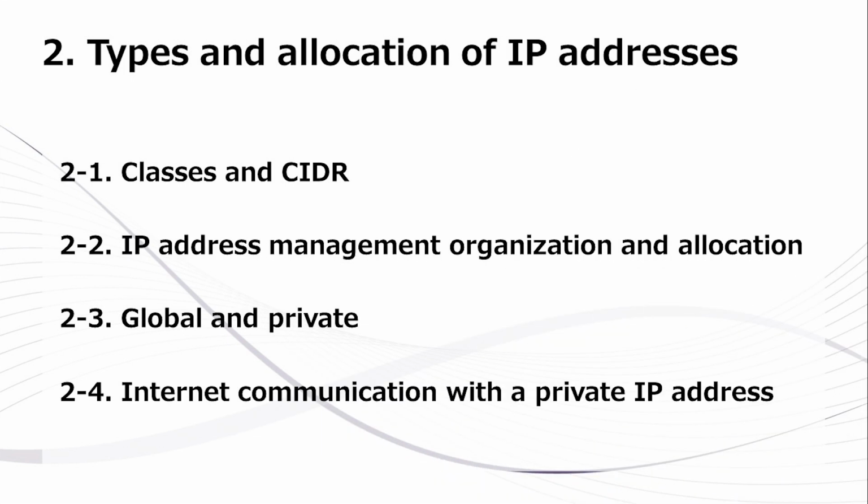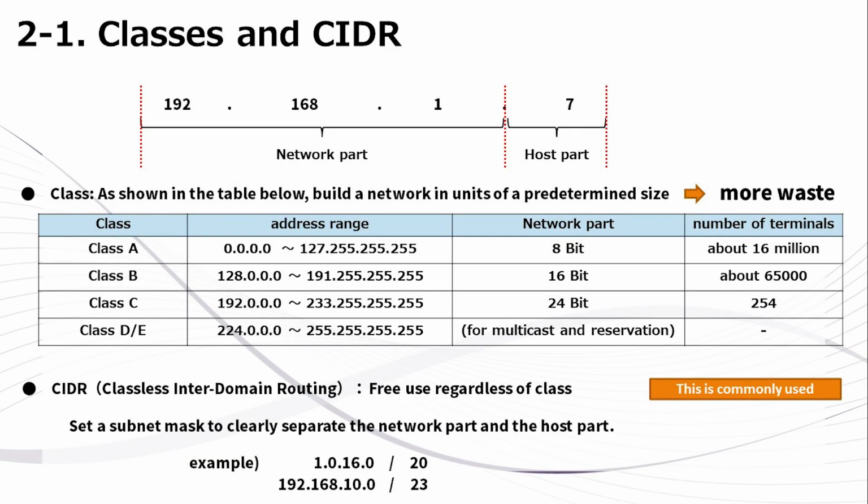Next, let's understand IP address types and allocation. We will learn about these items. First of all, about class and CIDR, I would like you to know at least the words. As for how to use the IP address, the network part and the host part are used separately. In that case, classes A, B, and C are assigned from a large-scale network that can provide many terminals, and the length of the network section is determined as 8, 16, and 24.